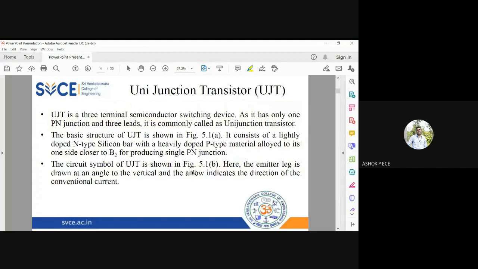So first, to start with, we are going to see about UJT. So UJT is a uni junction transistor. We have seen about BJT. BJT is a bipolar junction transistor.